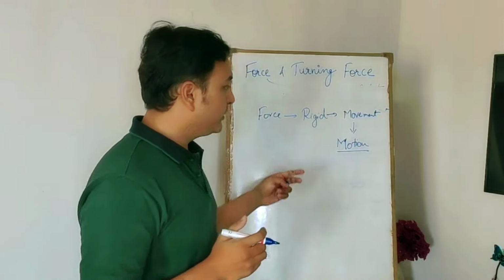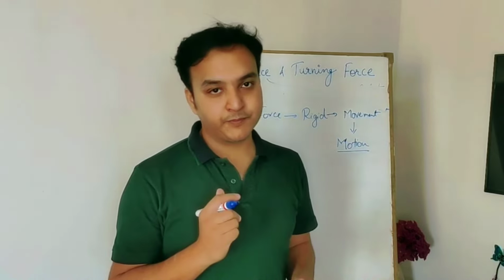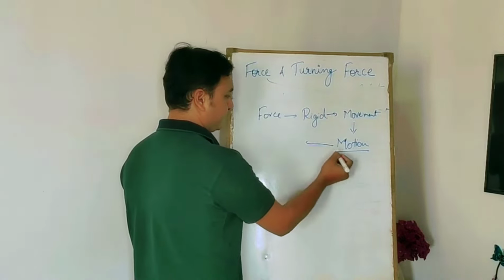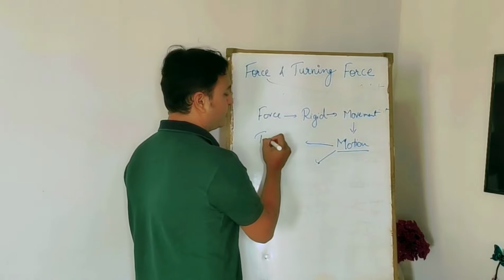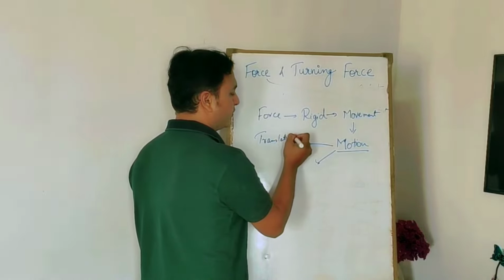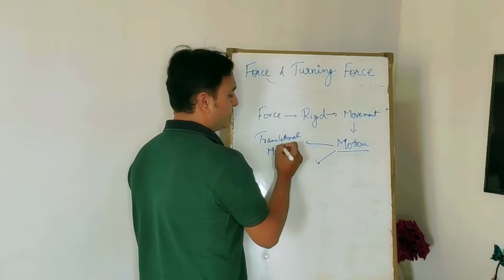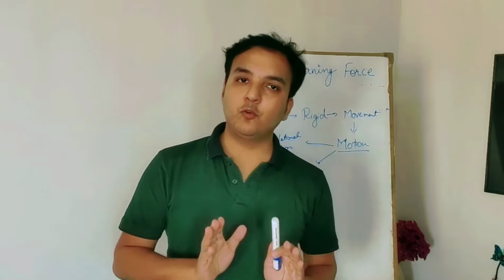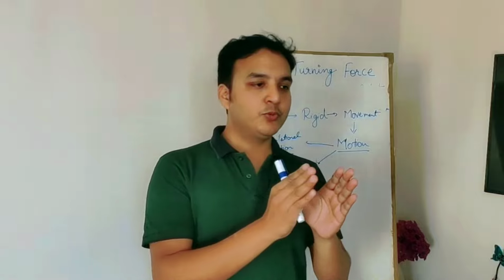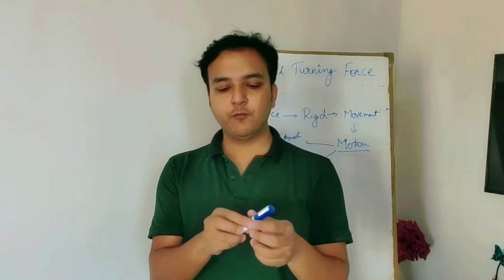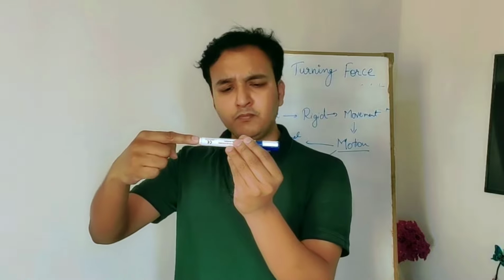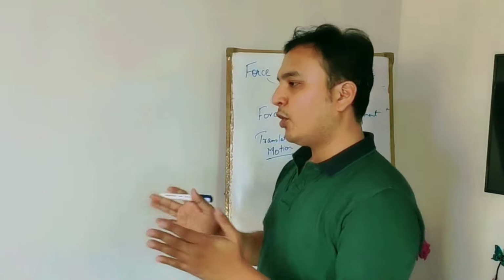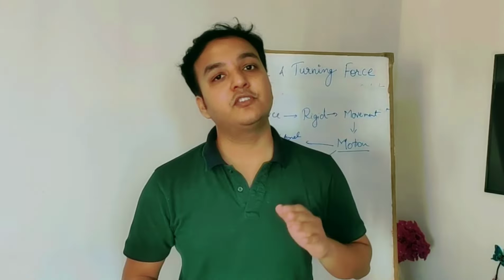Alright. Now, this motion can be of two types. First, translational motion. What is translational motion? When we apply a force on a body and the body is going to move straight. For example, I have a big box. I am going to push the box. The box is going to move straight on a straight line. This is known as translational motion.